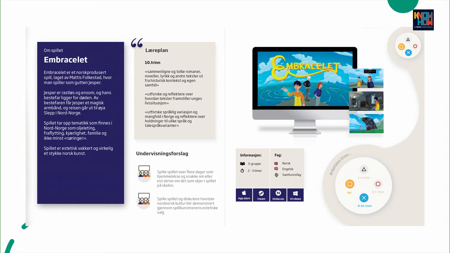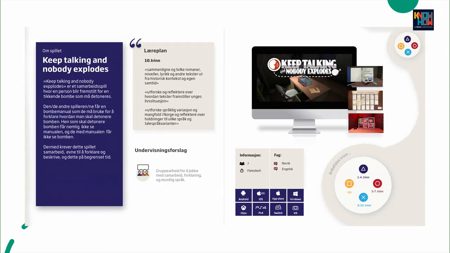On the right side, you'll find information about the game and in which subjects we recommend it, and also in what platforms you'll find them. And the illustration to the far right shows which age group we recommend the games for. So here is just another example. The layout is the same.